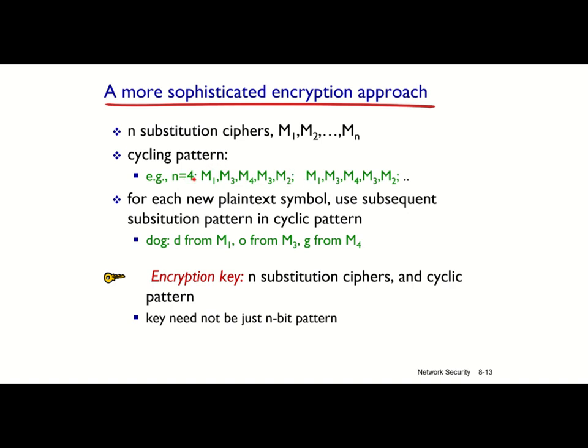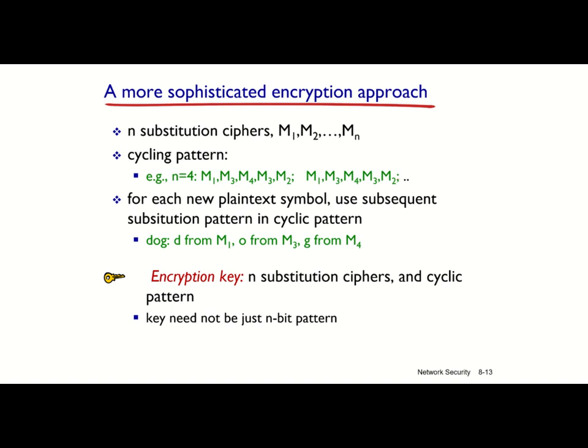Let's assume that n is 4, so we have 4 different substitution ciphers, which means 4 different monoalphabetic ciphers. The first one is called M1, M2, M3, M4, and then we apply them in this order: M1, M3, M4, M3, M2. Then this is a cyclic pattern. So after this, again, we start from M1, M3, M4, M3, M2.